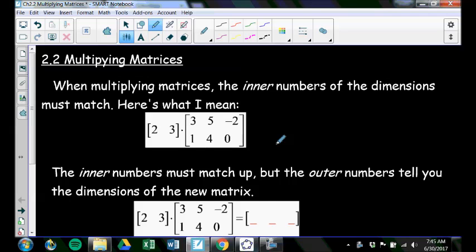Chapter 2.2 is multiplying matrices. We did adding and subtracting last class, or last video. Now we'll multiply. When multiplying matrices, the inner numbers of the dimensions must match up.